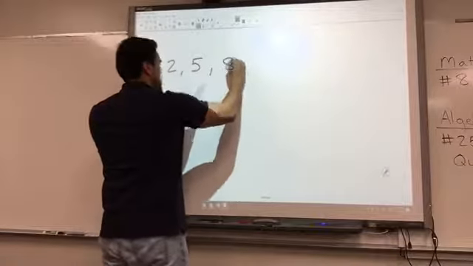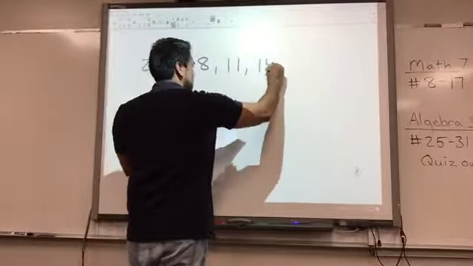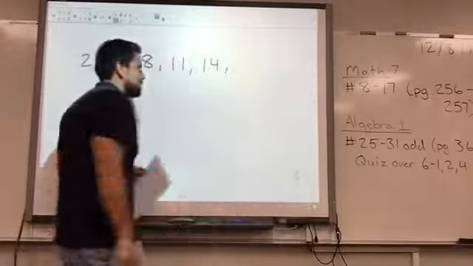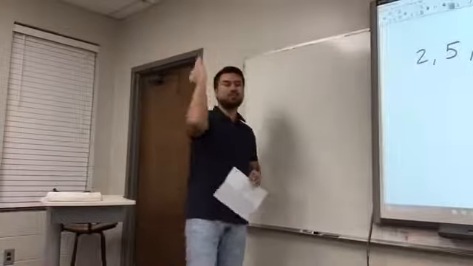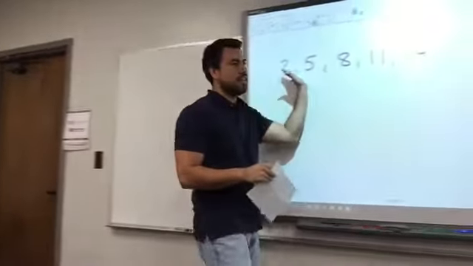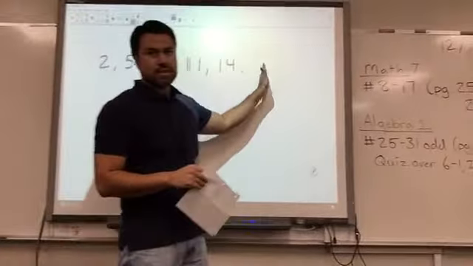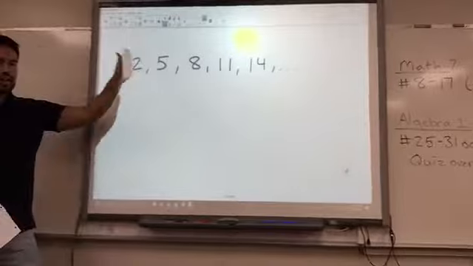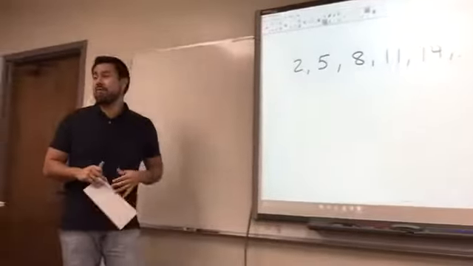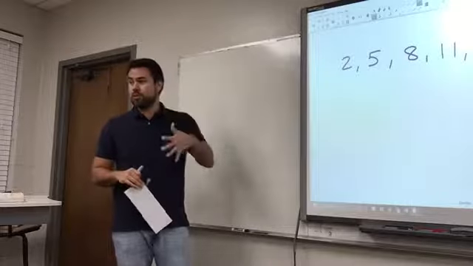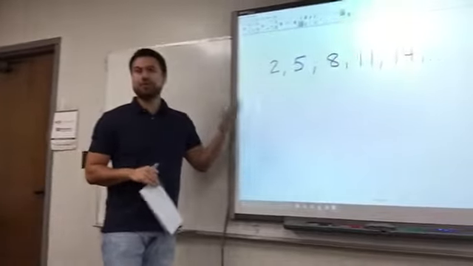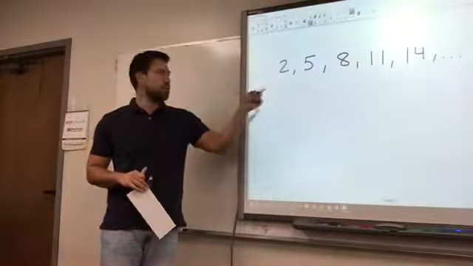2, 5, 8, 11, and 14. Write that sequence down, please. So this is a list of numbers in a certain order. Does this sequence end according to this? No, it keeps going infinitely. Does it have a first term, a first number? What's the first number here? Everybody? 2. It's this one.